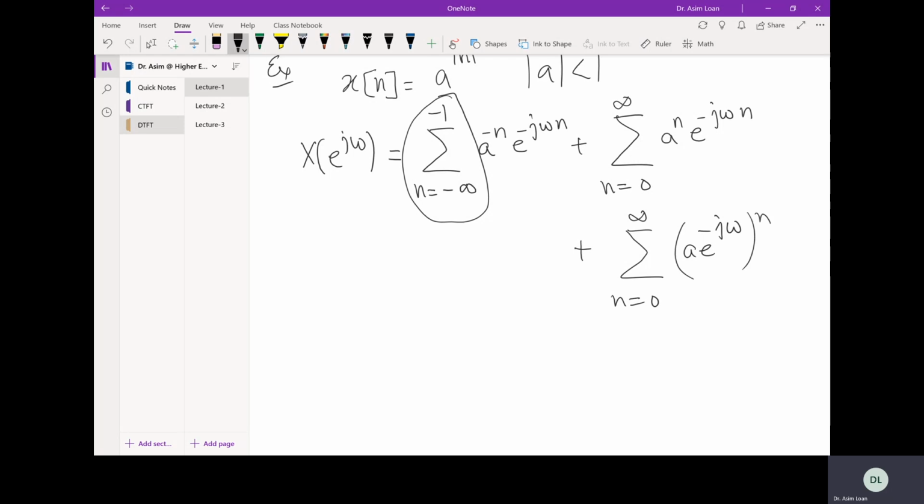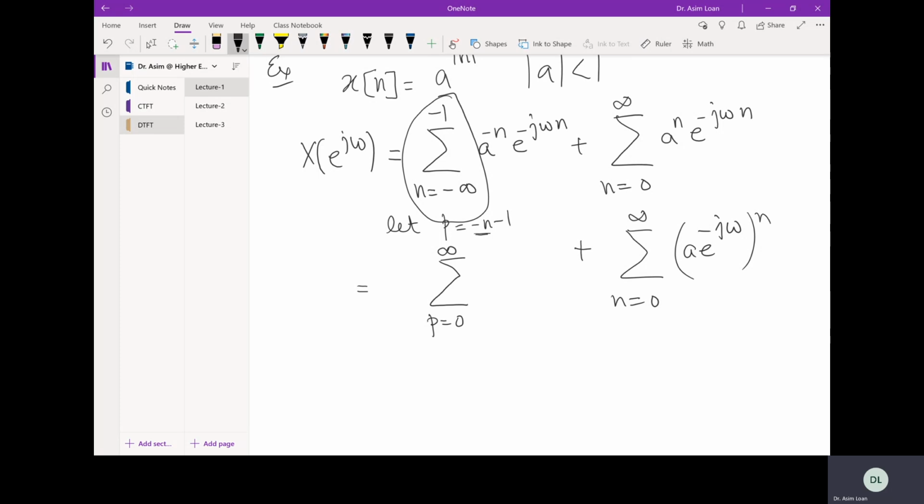For this one, let's assume p equals minus n minus 1. If p equals minus n minus 1, so when n is equal to minus 1, this is plus 1 minus 1, so p is equal to 0. When n is equal to minus infinity, this is plus infinity, and minus n is equal to p plus 1.